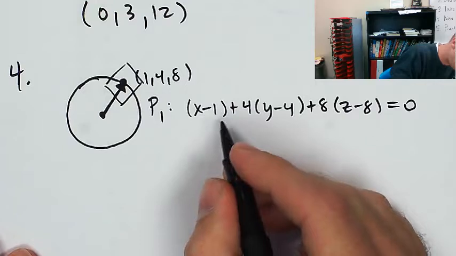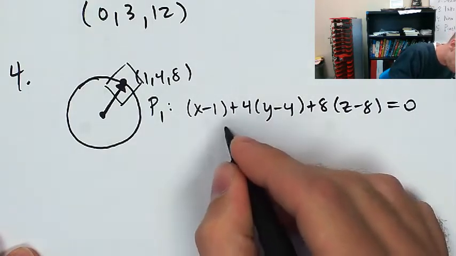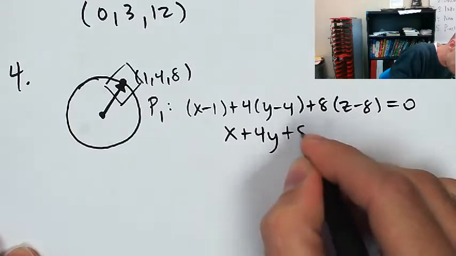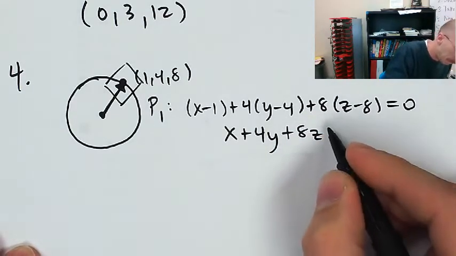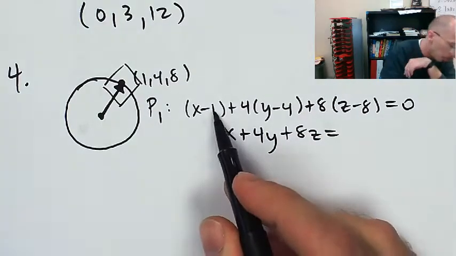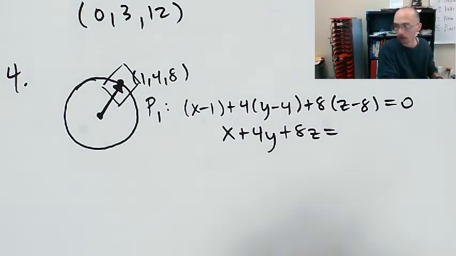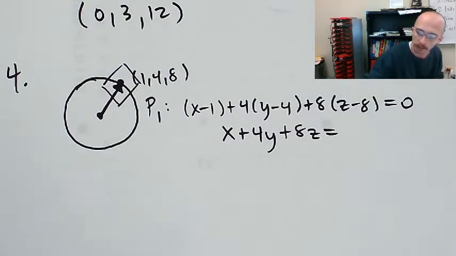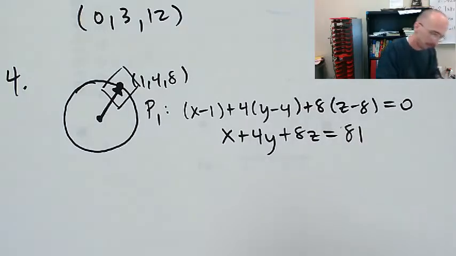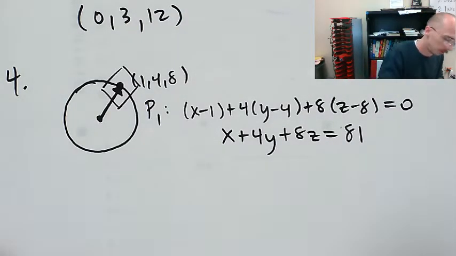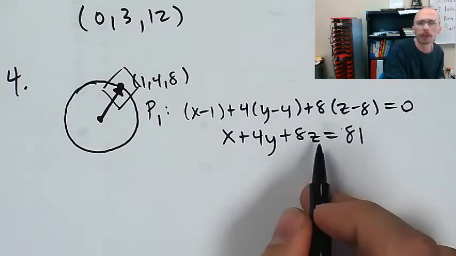I'm going to actually clean this up. So this is going to be x minus 1 plus 4y minus 16 plus 8z. And then I'm going to figure out, so I got minus 1 and minus 16 is negative 17, and negative 64. I'm going to just real quickly do that arithmetic. 17 and 64 is 81. Okay, so that's going to be an equation for plane 1.